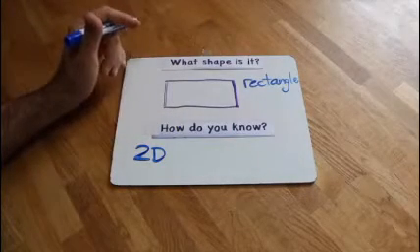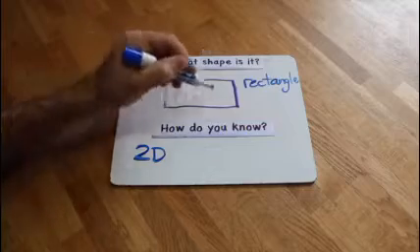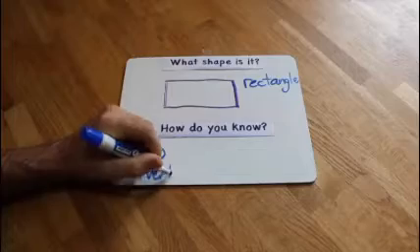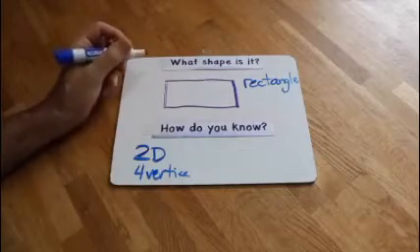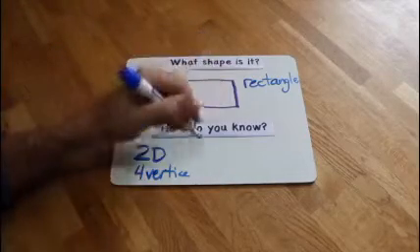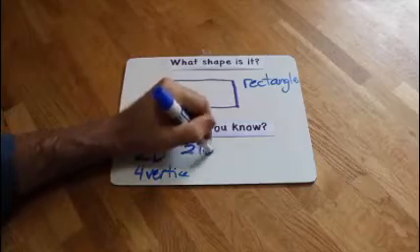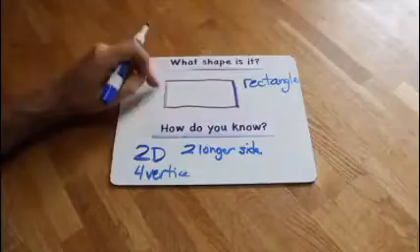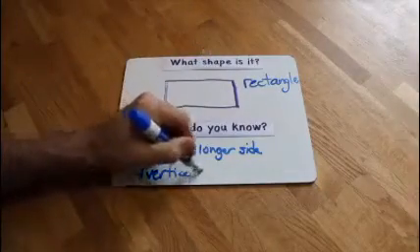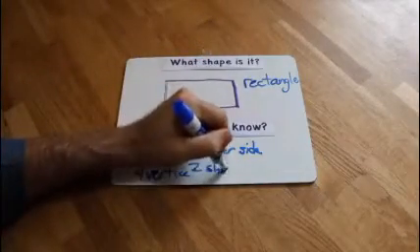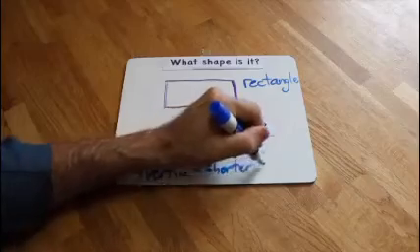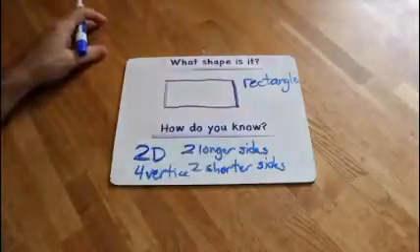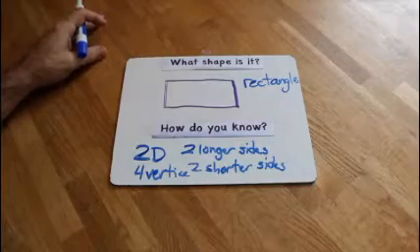Okay? Now remember what's special about a rectangle. It has 1, 2, 3, 4 vertices. And it has 2 longer sides and 2 shorter sides. I needed my S there. Okay, that's what makes it a rectangle.